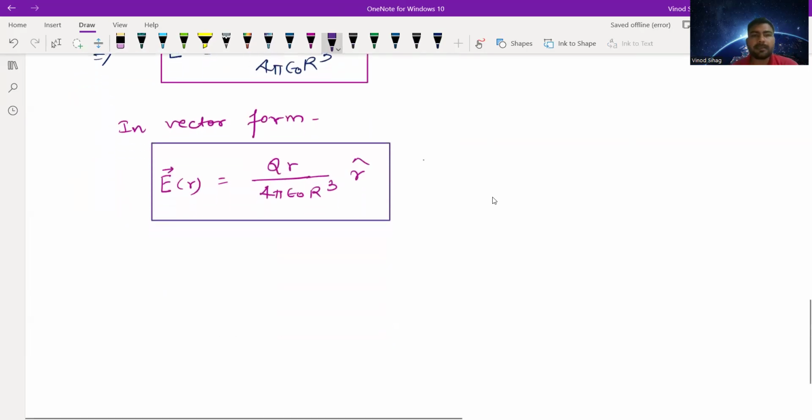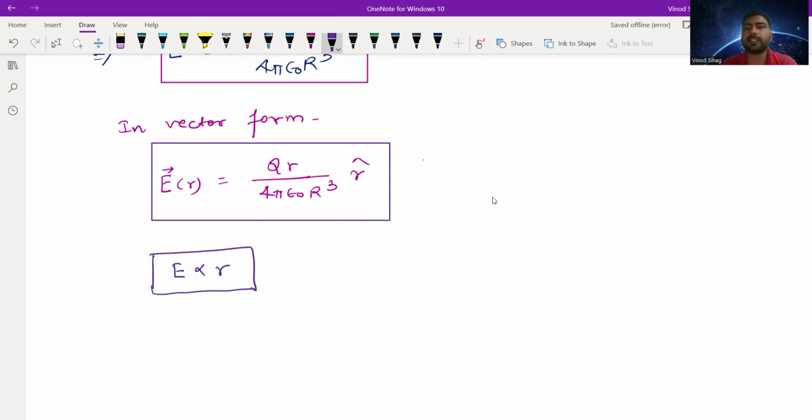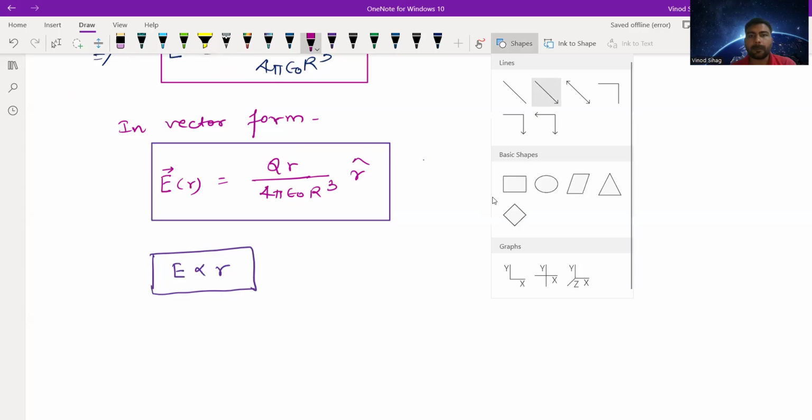And the dependency is, we can see, E proportional to r. The electric field is directly proportional to r. So that is why we can say that the graph between electric field and the distance from the center of the solid sphere will be a straight line. Since it is a straight line, we can say they are directly proportional.